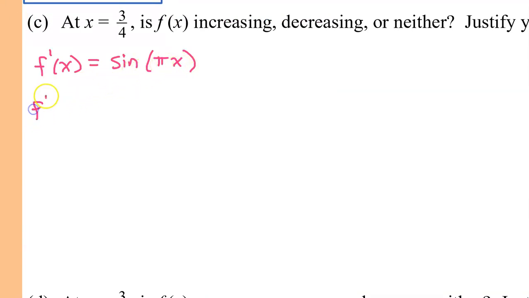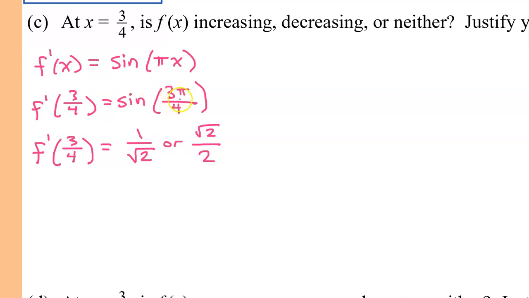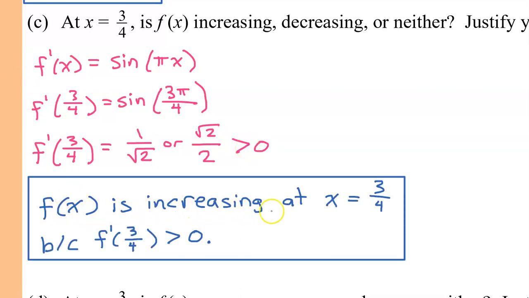So that means f prime at 3/4 will equal the sine of 3 pi over 4. 3 pi over 4 is in the second quadrant, where the sine function is positive. So the sine of 3 pi over 4 is 1 over radical 2, or radical 2 over 2 if you prefer. What matters is that this is greater than 0. So f of x is increasing at x equals 3/4 because f prime at 3/4 is positive.